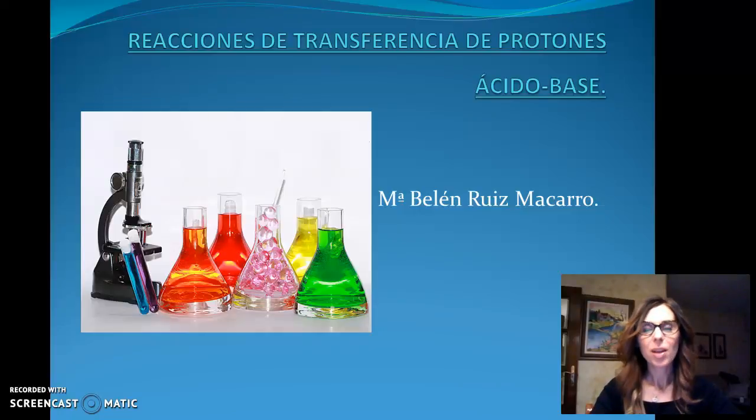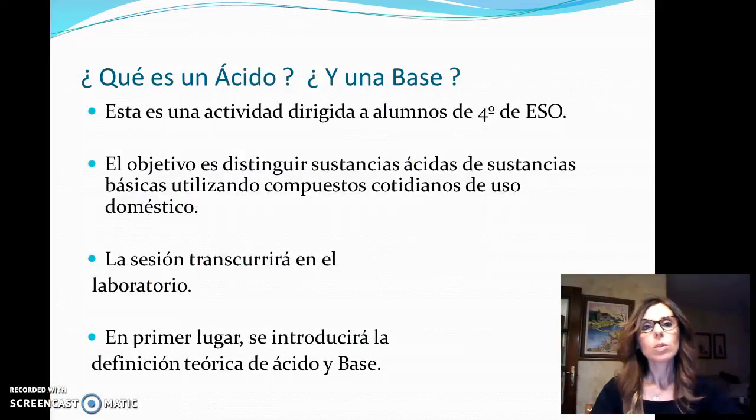Hello everybody. We are going to begin a new lesson of chemistry and it's called proton transfer reactions. We also call it acid and alkaline reactions. We are going to dedicate this lesson to the students of the fourth course of secondary. We will also study this in the first and second course of baccalaureate, but now we are going to begin with the first concepts.